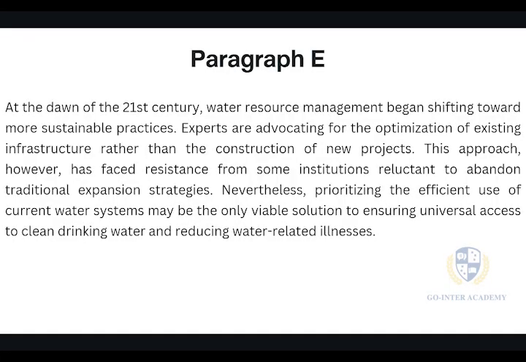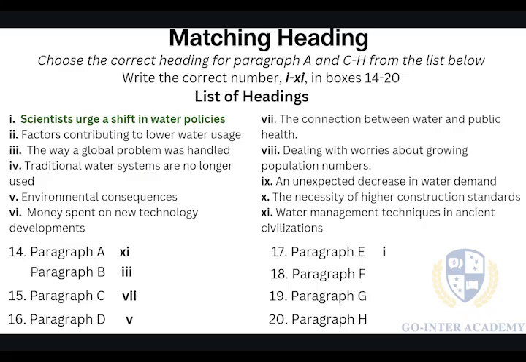Moving on to paragraph E. This paragraph talks about how we are in the 21st century, and there is a shift happening in water resource management. Experts are pushing to optimize existing resources instead of building new things. But there's still resistance from institutions that prefer old-school extension. Still, the paragraph believes that methods recommended by the experts are the best solutions to give people access to clean water and reduce illnesses. So this is very straightforward.